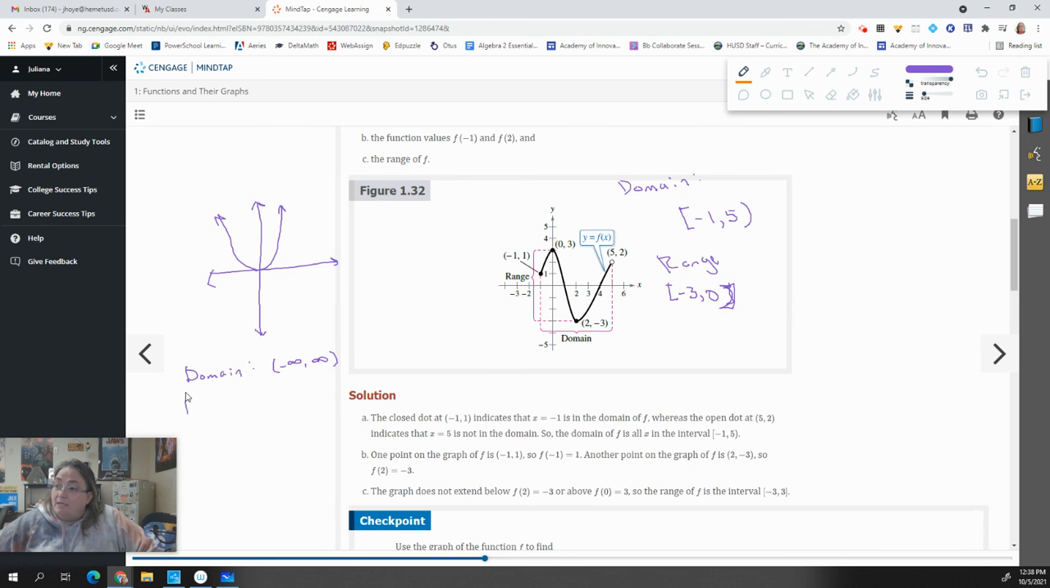What would my range be? I'm going to wait until someone answers in there. I can wait all day. Actually, I can't. I got another class after this one, but I can wait a little while. What would the range be, do you think?